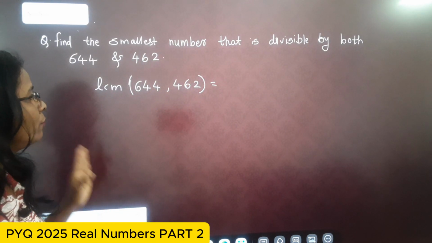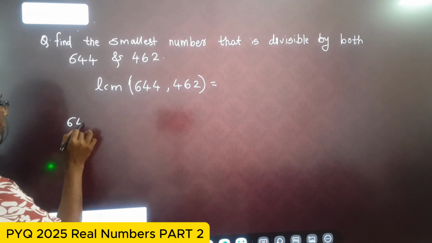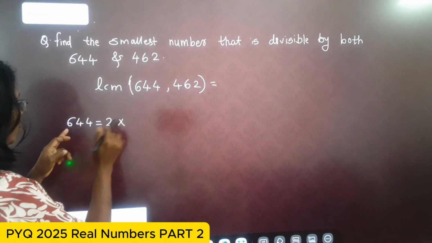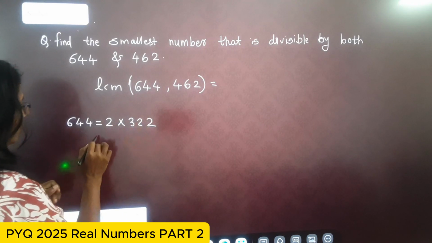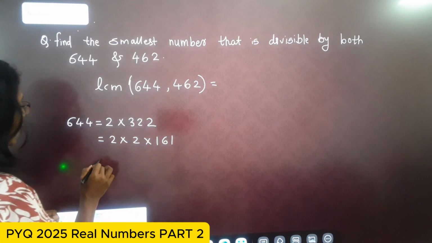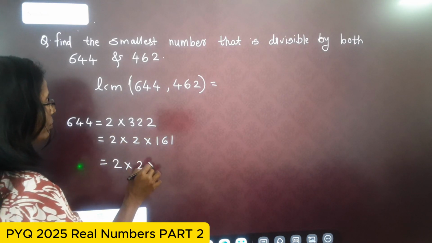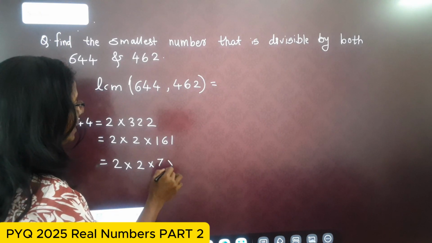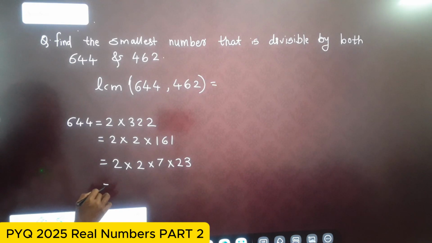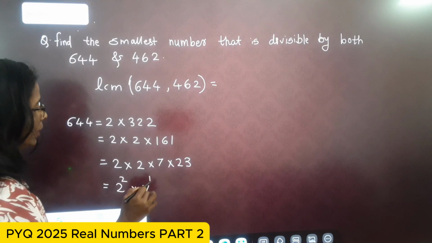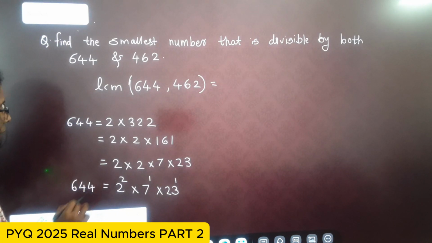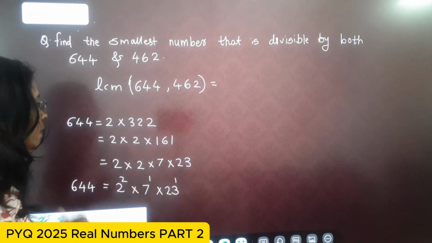Now we factorize 644. 2 threes are 6, 2 twos are 2, so 2 multiplied by 2, then 7 multiplied by 23. That means 2 squared multiplied by 7 raised to 1 and 23 raised to 1. These are the factors of 644.